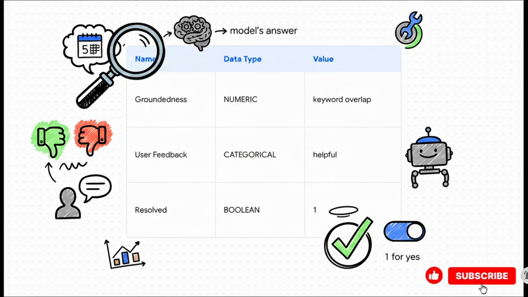First up, a numeric score for groundedness. This is a heuristic check to see if the model's answer actually mentioned that 5-day refund window we provided in the context. Next, we have a categorical score for user feedback, basically capturing if the user clicked helpful or unhelpful. And finally, a Boolean score, indicating the resolved state, just a simple 1 for yes or 0 for no. You can attach endless custom metrics here to figure out your model's real-world utility.